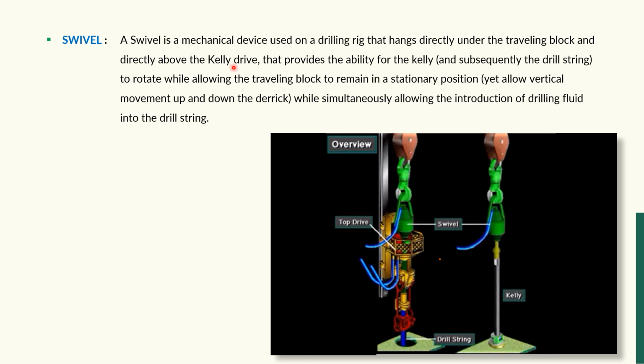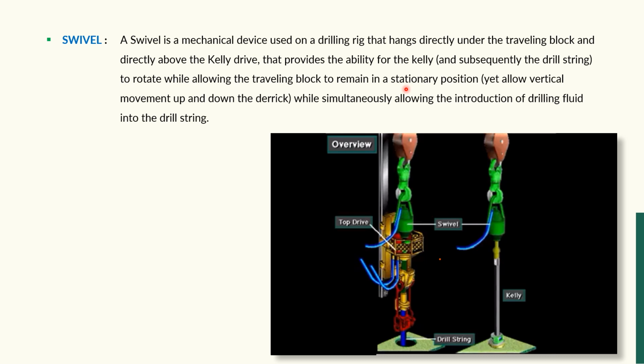A swivel is a mechanical device used on a drilling rig that hangs directly under the traveling block and directly above the Kelly drive, or we can say the Kelly spinner. It provides the ability for the Kelly, and subsequently the drill string, to rotate, because the drill string is connected with the Kelly. So the Kelly can rotate while the traveling block above remains in a stationary position.